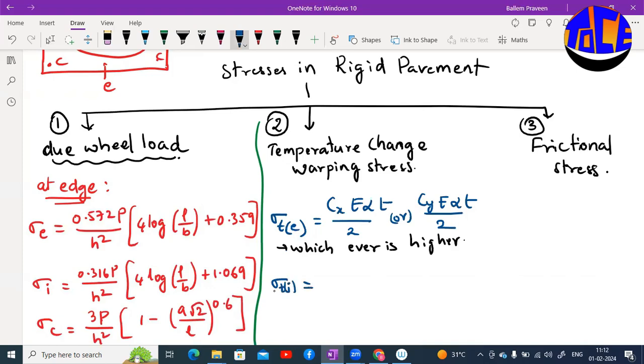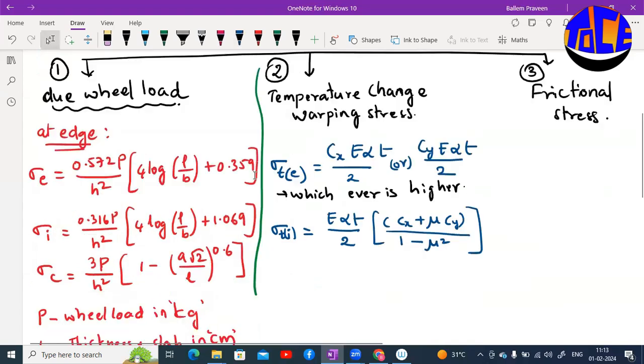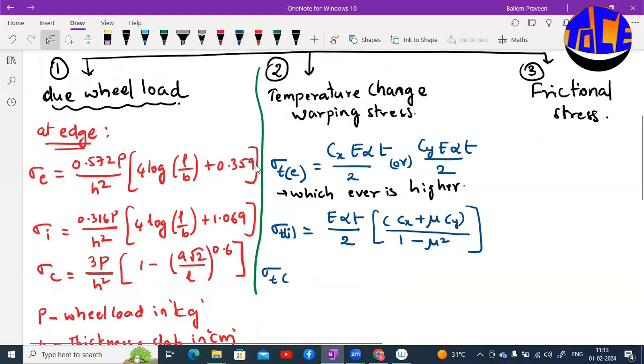Okay. Now stress at interior due to temperature variation is equal to E alpha T divided by 2 into (Cx plus nu into Cy) divided by (1 minus nu square). Okay. And coming to stress at corner due to temperature variation is equal to E alpha T divided by 3 (1 minus nu) into under root A by L.